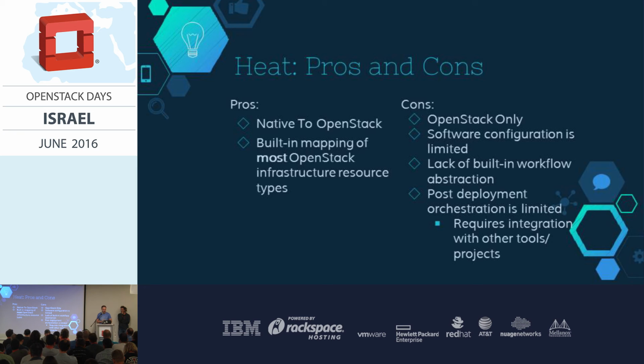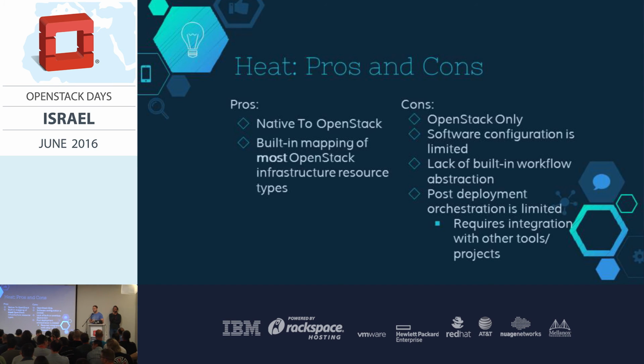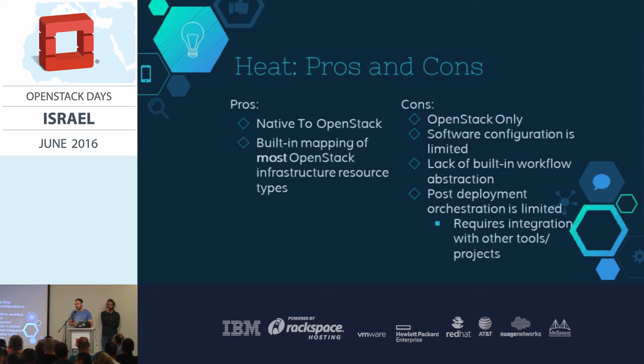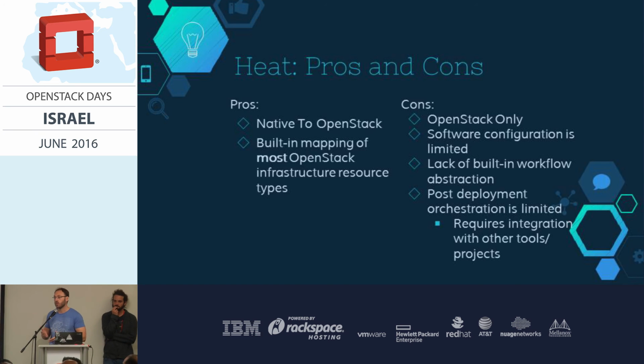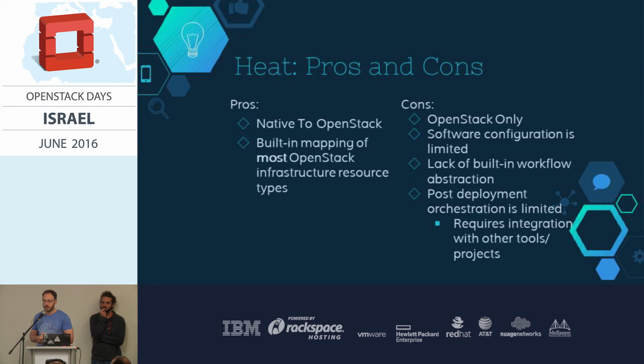So what are the pros? Heat is native to OpenStack. Essentially one of the main core projects of OpenStack since early on, meaning it supports almost all of the resources that OpenStack provides. But having said that, most Heat templates need to follow the new APIs that OpenStack presents.